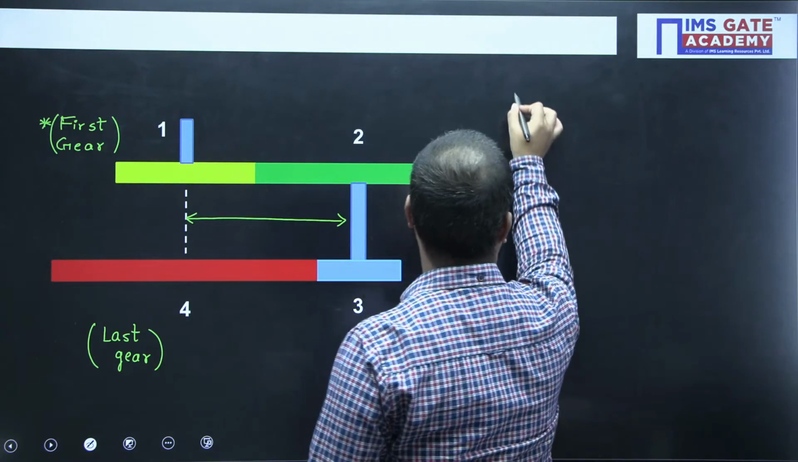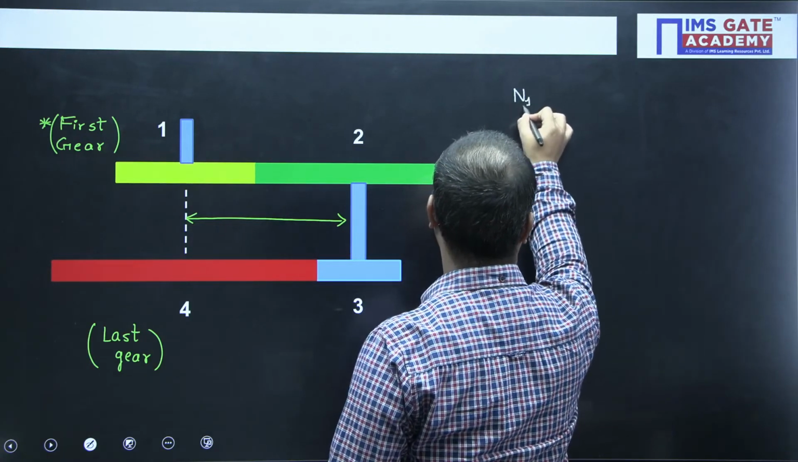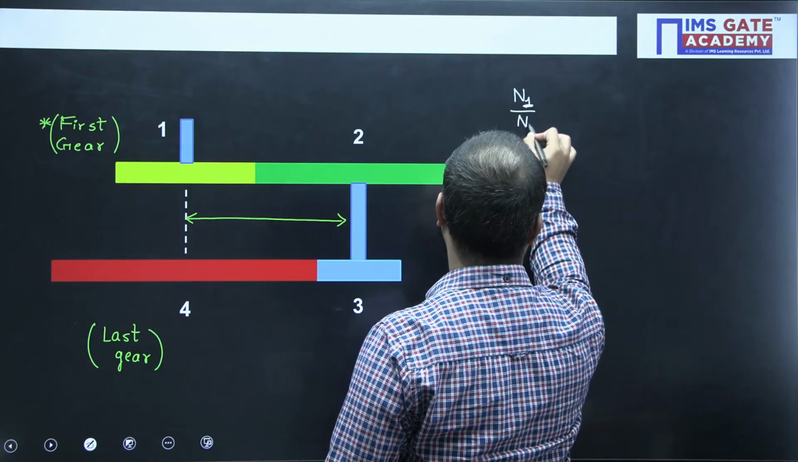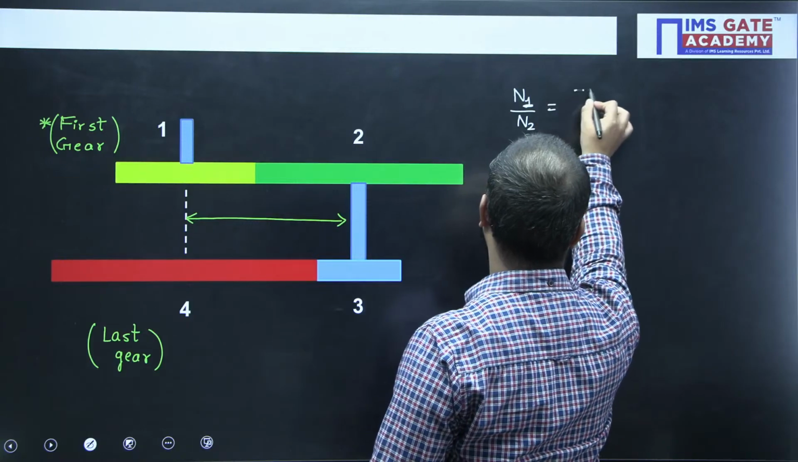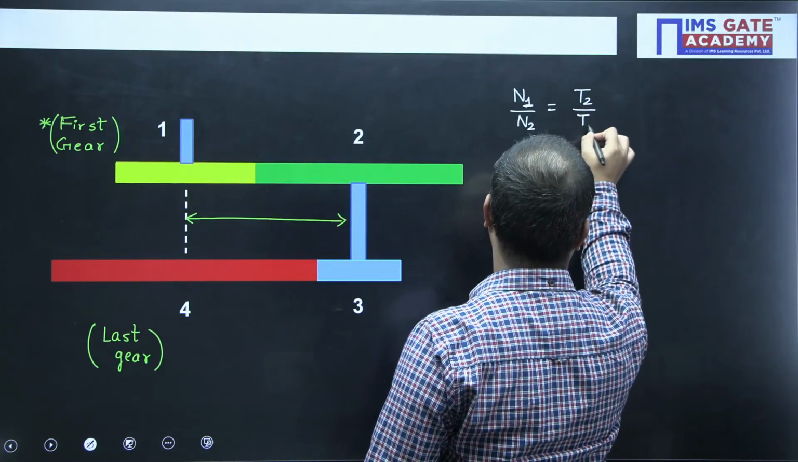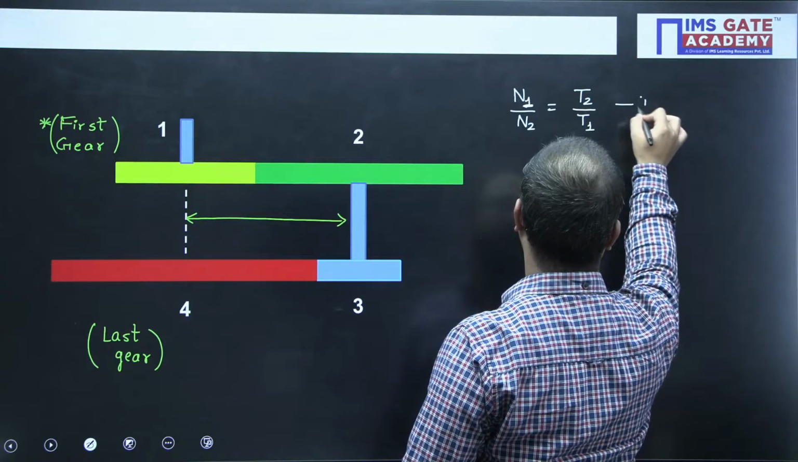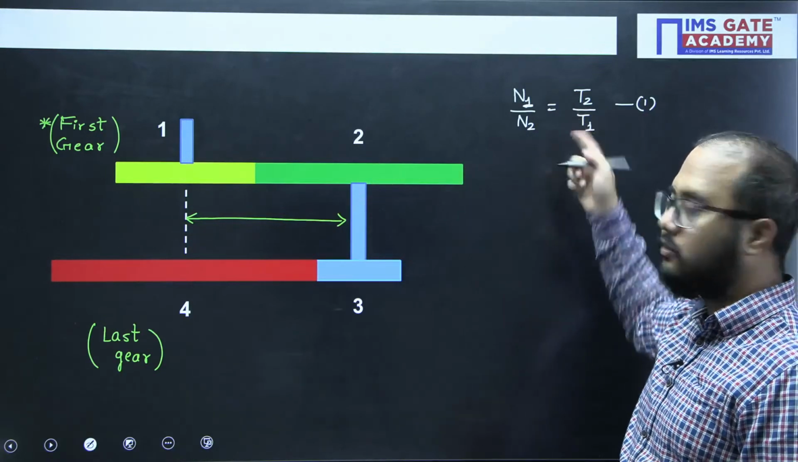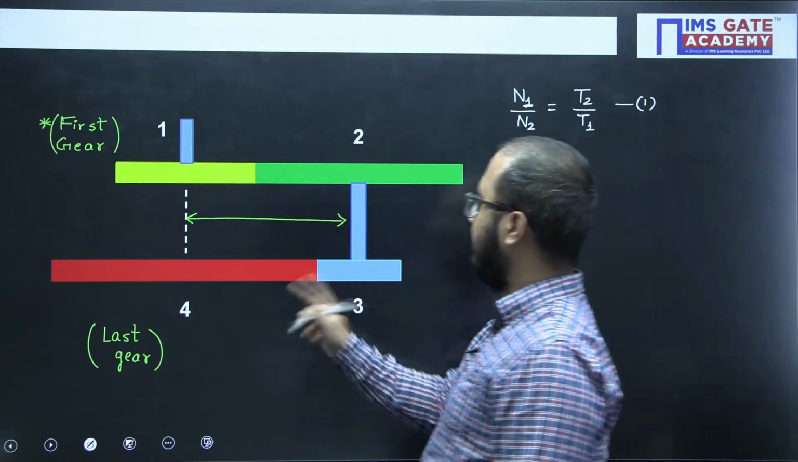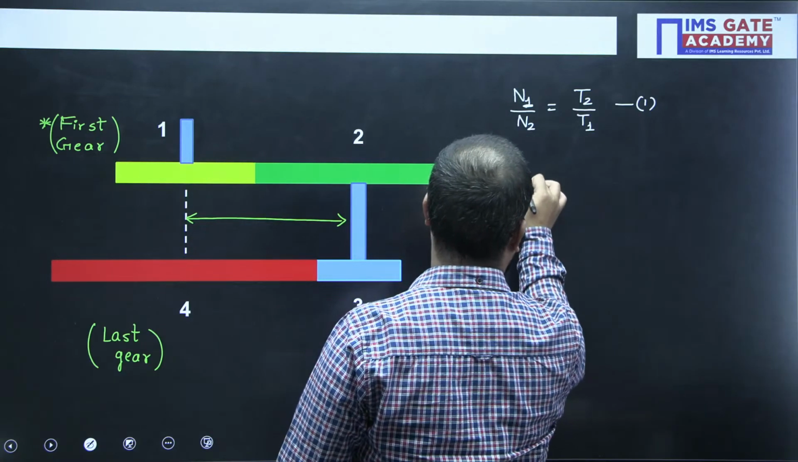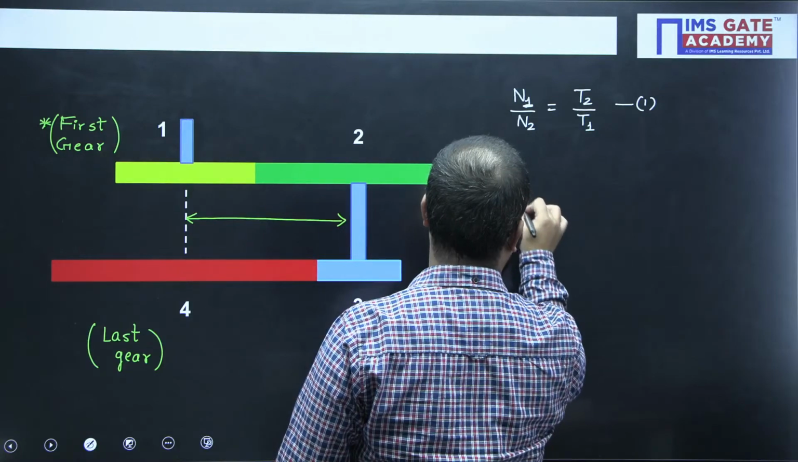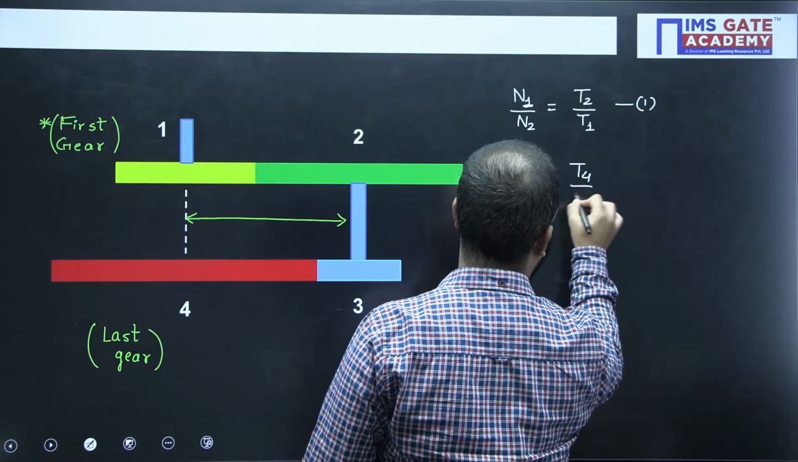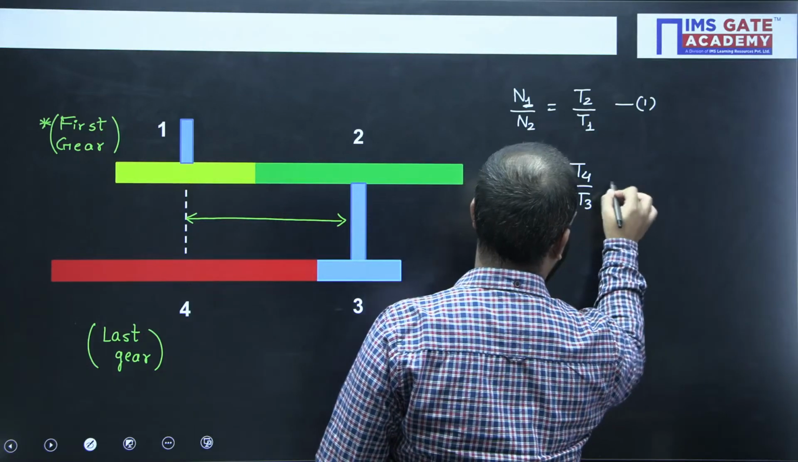So again, gear 1, N1 by N2 equals T2 by T1. That is the first relation. N1 by N2 equals T2 by T1, right? Then 3 and 4: N3 by N4 equals T4 by T3. That is relation number 2.